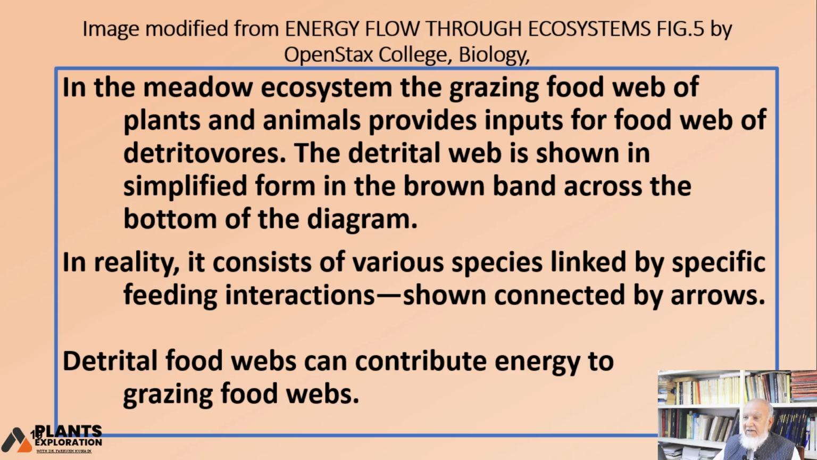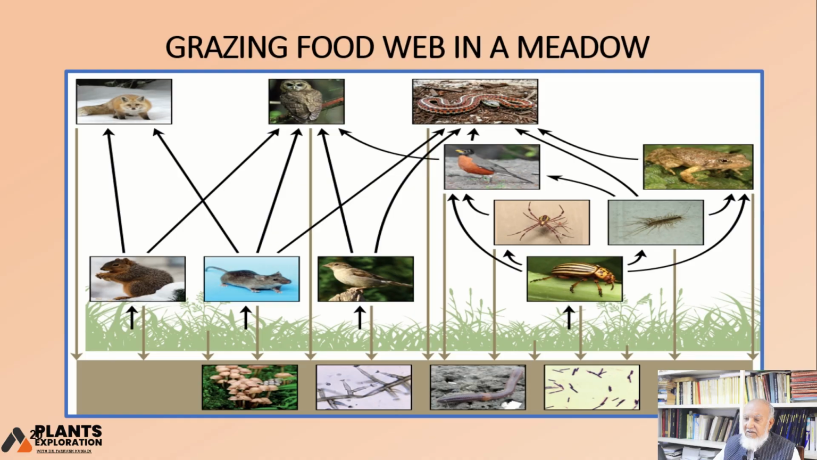This is again a diagrammatic representation. You can see grasses, and below the soil you can see the detritus organisms. Upper you see the herbivores, carnivores, and the topmost is the apex carnivore.